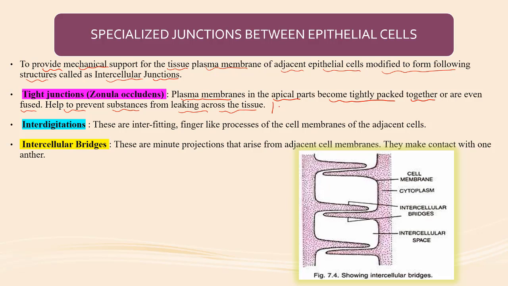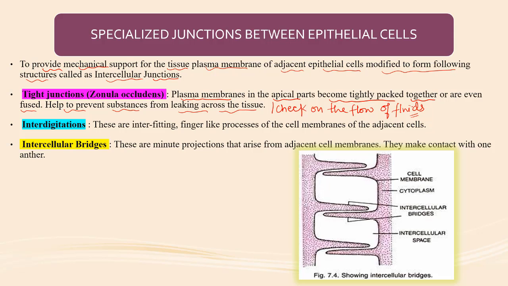When they put a check on the flow of fluids, some fluid is not leaking out. That is why it is mentioned here: zonula occludens, which are known as what? Tight junctions. When the plasma membranes get fused or very tightly packed to form zonula occludens, to form tight junctions, they put a check on the flow of fluids and help to prevent substances from leaking across the tissue.